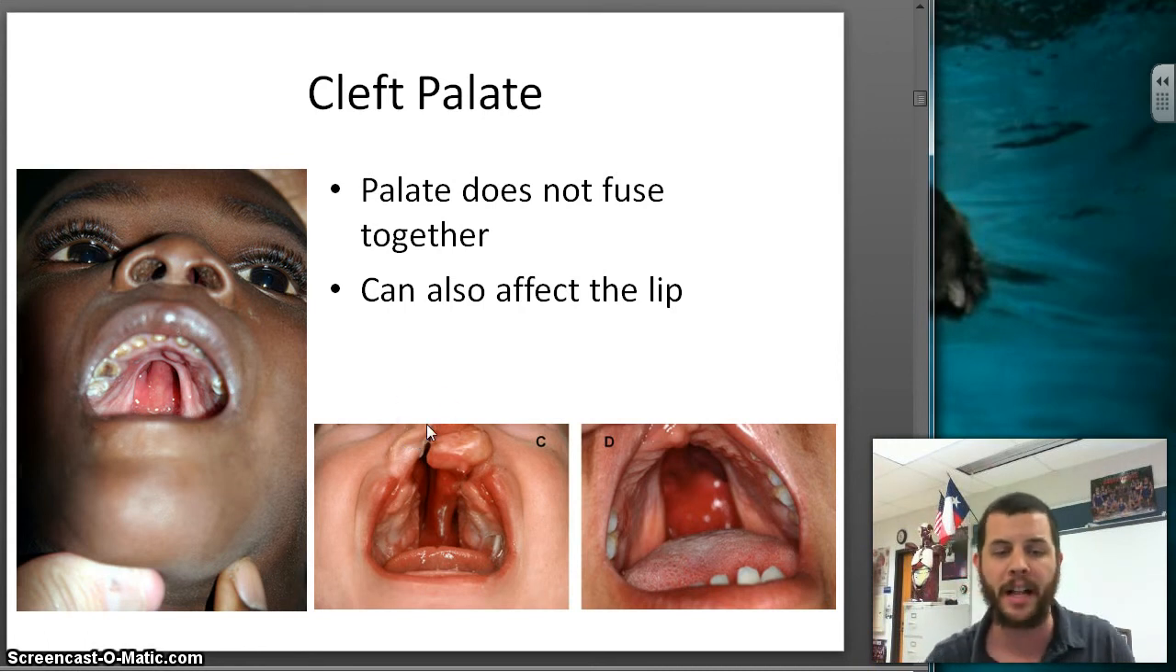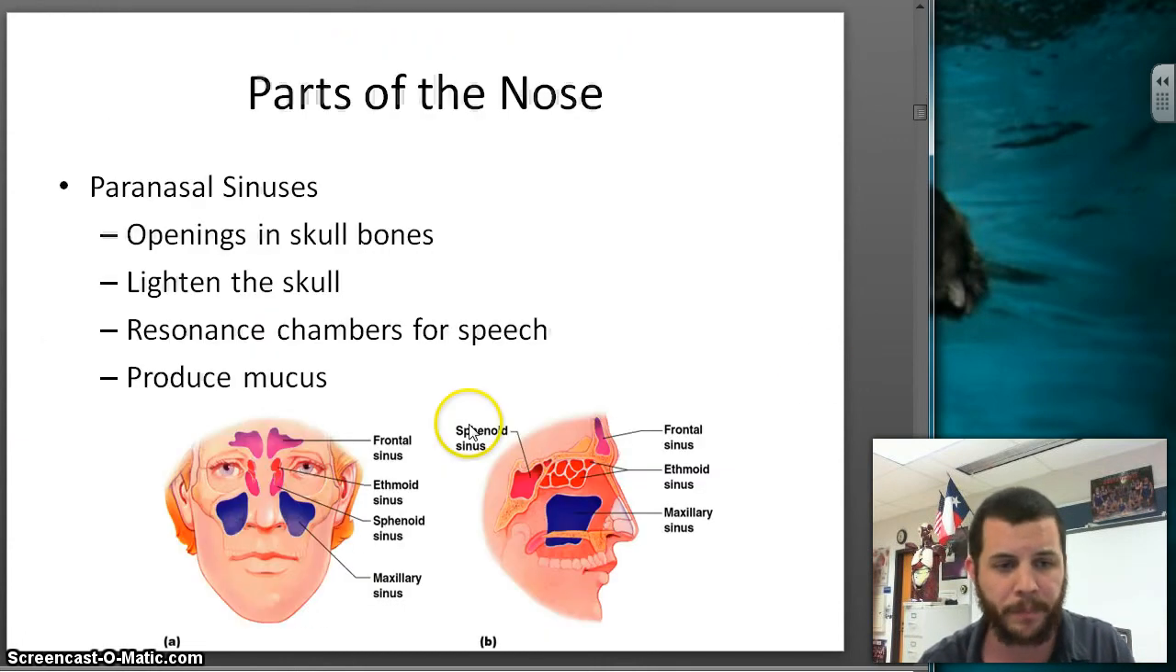which is where the palate doesn't fuse together as a fetus, and then you end up being born with this situation known as cleft palate.